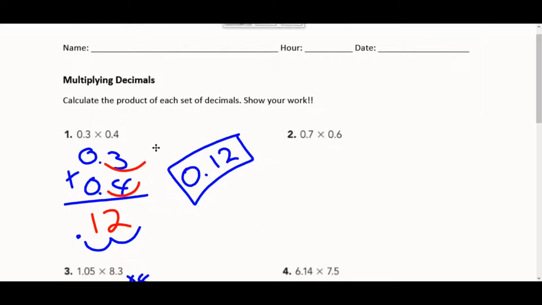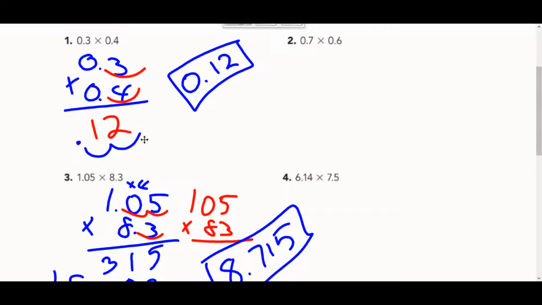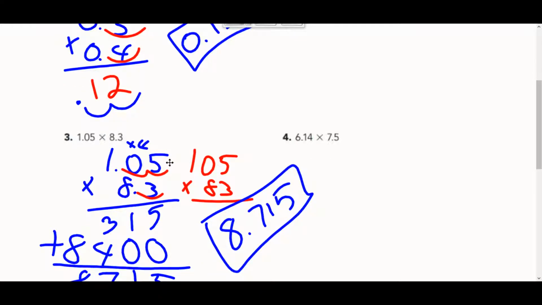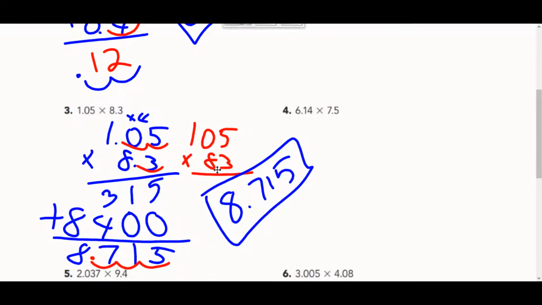There is a couple on your worksheet that we did together, 3/10 and 4/10. We multiply those together. 3 times 4 is 12. We slide the decimal over 1, and then again for second place, so we move it over 2 places with the decimal in front of the 1. So it's 0.12. And on this one, we multiply as if it's 105 times 83.